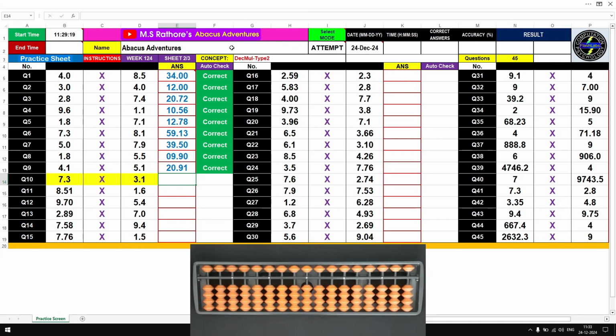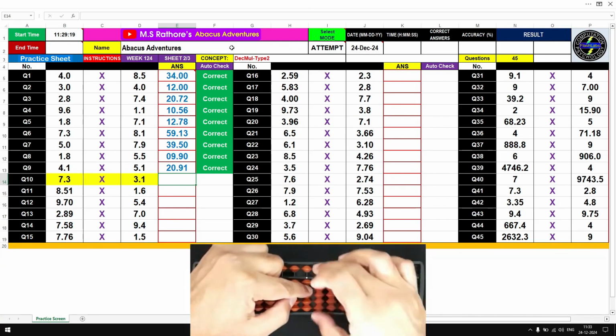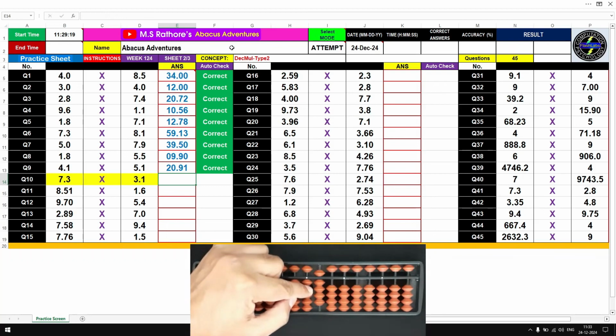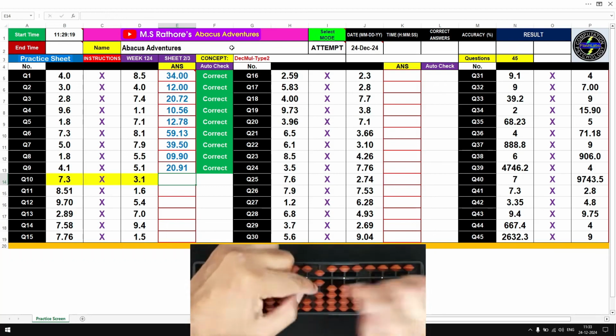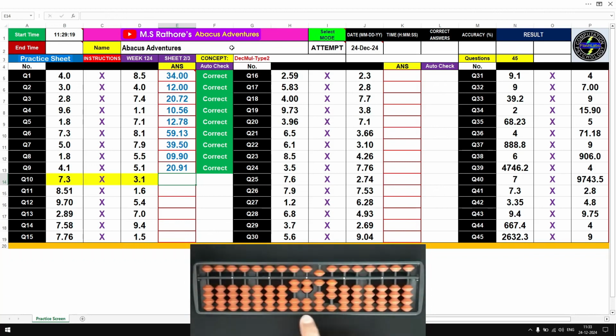Question number 10, 7.3 multiplied by 3.1. Round 1. 3 7s are 21, shifted, 3 3s are 0 9. Round 2. 1 7s are 0 7, shifted, 1 3s are 0 3, and the answer is 22.63.